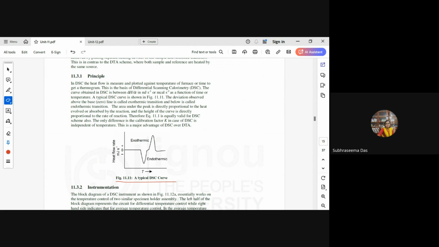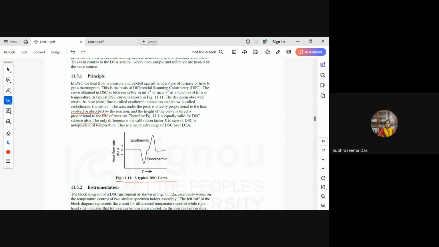Now, this is the basis of DSC, where the y-axis measures delta H, or we can say dH by dt, versus the temperature taken in degrees centigrade on the x-axis, as shown in figure 11.11. The area under the peak is directly proportional to the heat evolved or absorbed by the reaction, and the height of the curve is directly proportional to the rate of the reaction. Therefore, equation 11.11 is equally valid for the DSC scheme also.